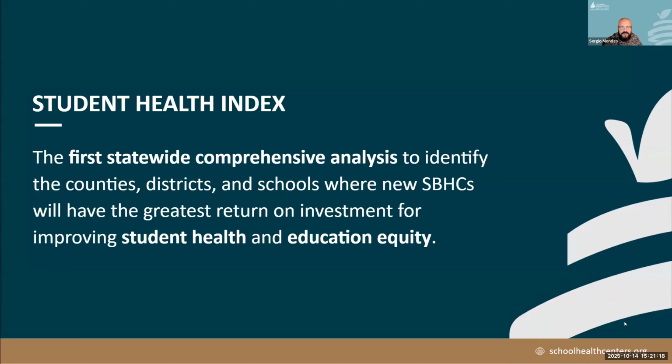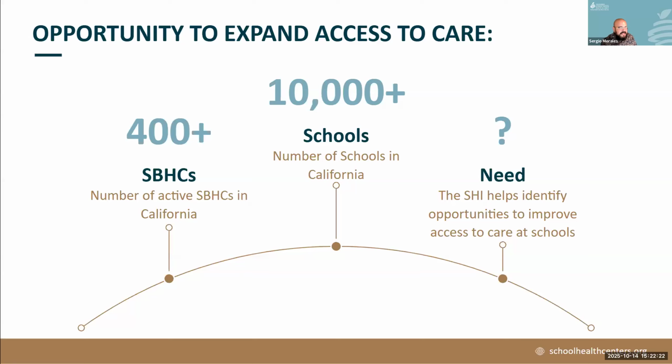With that, another key tool that I want to lift up for you all, Marcel in the chat shared our Vision to Reality Toolkit, which is our signature tool that really helps folks who don't know where to get started, right? I strongly encourage you to download that tool. Another key tool that is on our website is our Student Health Index, which is California's, what we believe is our first comprehensive analysis to identify counties, districts, and schools where new school-based health centers will have the greatest return on investment for improving student health and education equity. You literally can go to our website and look at our student health index, type in your address or an address in your community, and it'll list the schools that are in the area, if they have a school-based health center, and some additional data sets that can help you understand the need for a school-based health center.